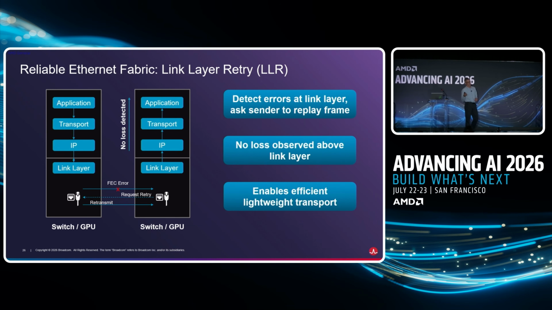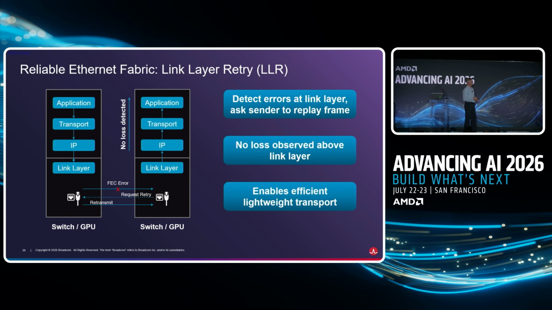One other feature that's been leveraged for Helios is link layer retry. What this does is that at the link layer, between link partners, say between a switch and a GPU, you can detect errors at that link layer and then ask the sender to replay the packet. Unless the link is just about to fail, in almost every case, you'll successfully transmit the packet on that second attempt.